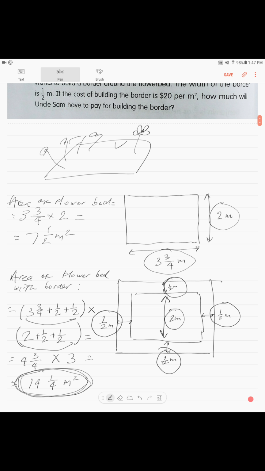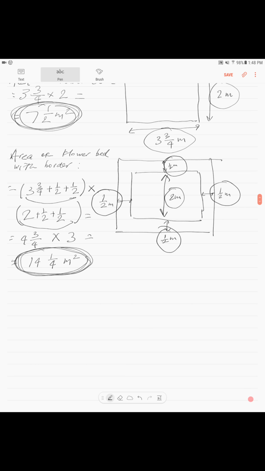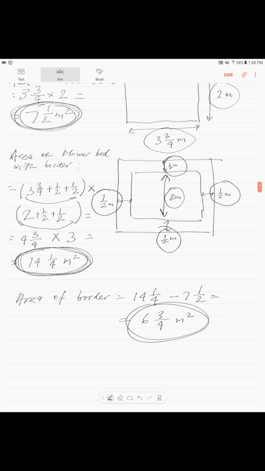It's area with the border, and you had your area without. Area with, area without. So how can you calculate area of border? Just the difference. 14 1/4 minus 7 1/2. And as a result, you get 6 3/4 meter squared. That's your answer. Well, that's the area of the border.